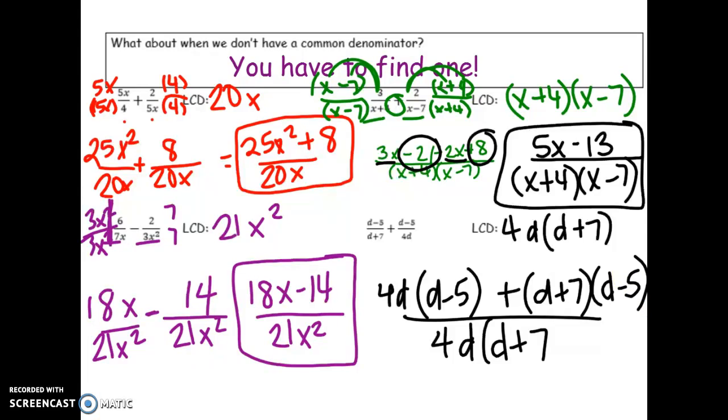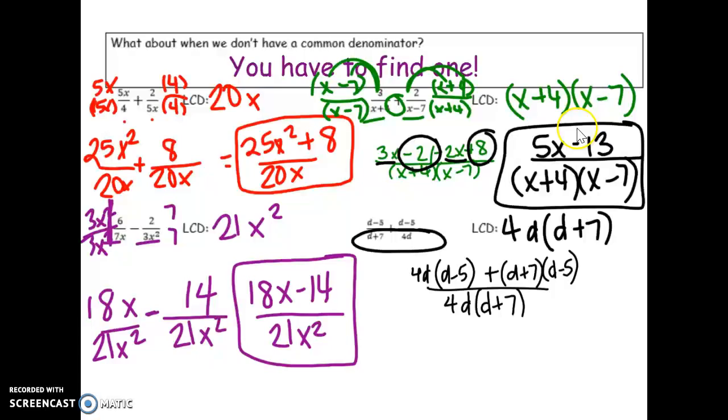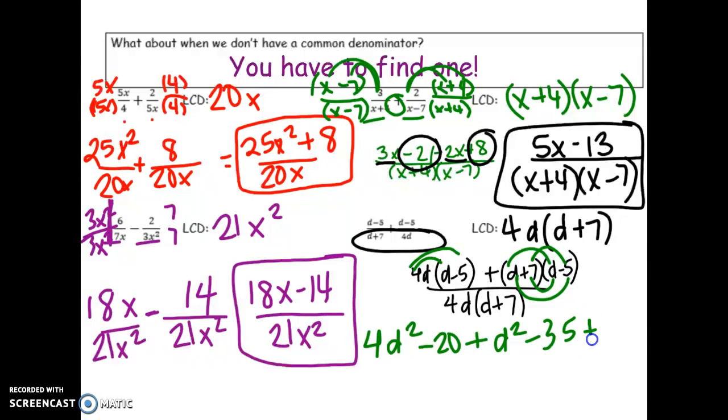Okay, so if you're confused on how I did that, since I had the same denominator already, I just added them together, and I just worked with one denominator to keep it simple. Okay, so now what I have to do is distribute and then combine all my like terms. So I've got 4d squared minus 20. Now this one's pretty crappy because I actually have to FOIL it out. So that would be plus d squared minus 35, and that would be plus 7d minus 5d, which is actually plus 2d.